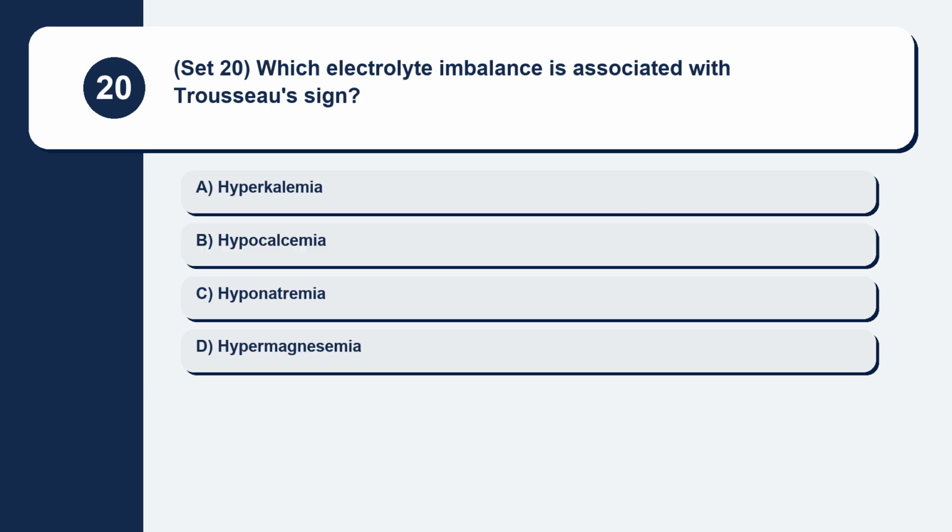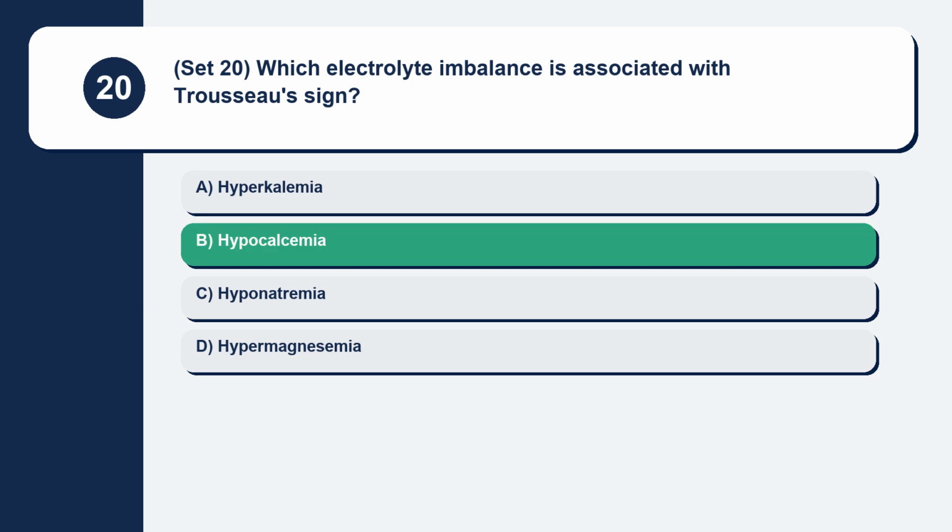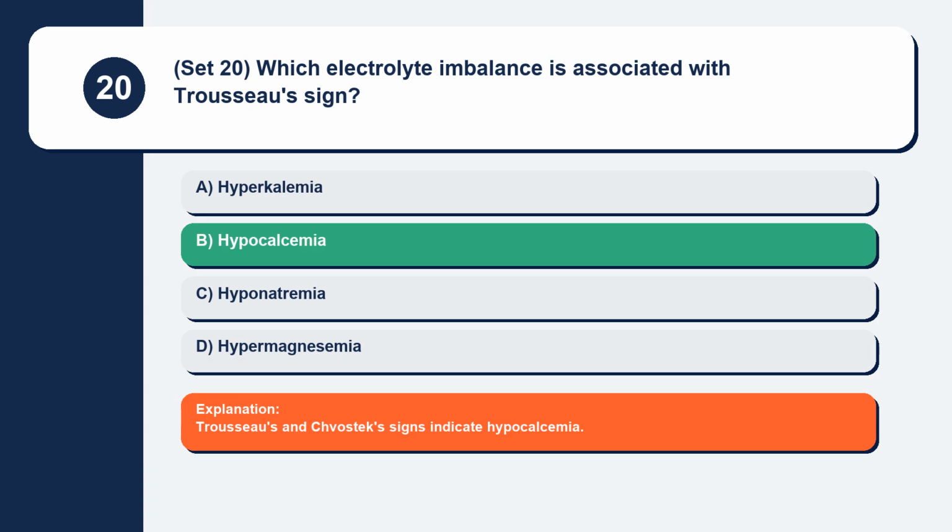Question 20. Set 20. Which electrolyte imbalance is associated with Trousseau sign? Hyperkalemia, hypocalcemia, hyponatremia, hypermagnesemia. Trousseau's and Chvostek's signs indicate hypocalcemia.